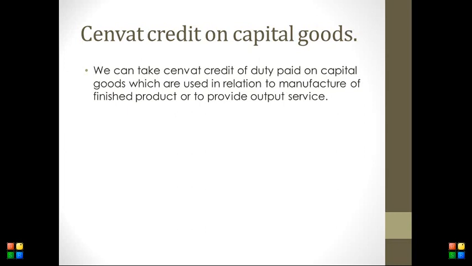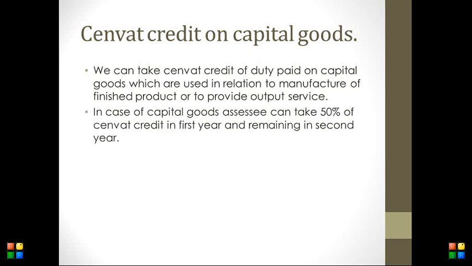Next, we'll check out Cenvat credit on capital goods. In the previous session, it was written there that input services and capital goods would be covered, but we did not mention capital goods in that video. So here we mention the Cenvat credit on capital goods. What is the Cenvat credit on capital goods? We can take a Cenvat credit of duty paid on capital goods which are used in relation to the manufacture of finished goods or to provide output services. So whatever capital goods we use for providing the services or manufacturing finished goods, that duty paid can be offset against the output liability.